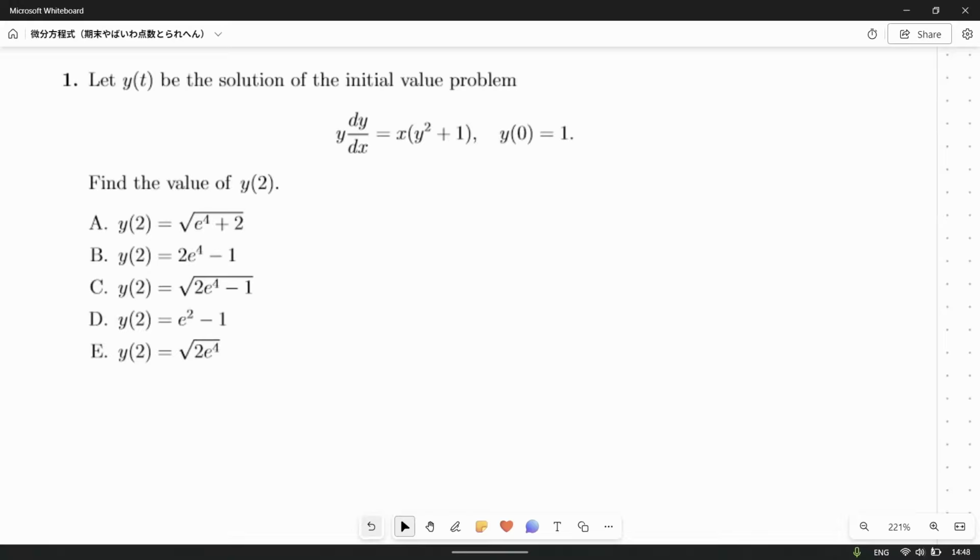Alright, so in this question we are dealing with an initial value problem, and it's asking us to solve the initial value problem, find the general solution, and all that, and then find the value of y of 2.